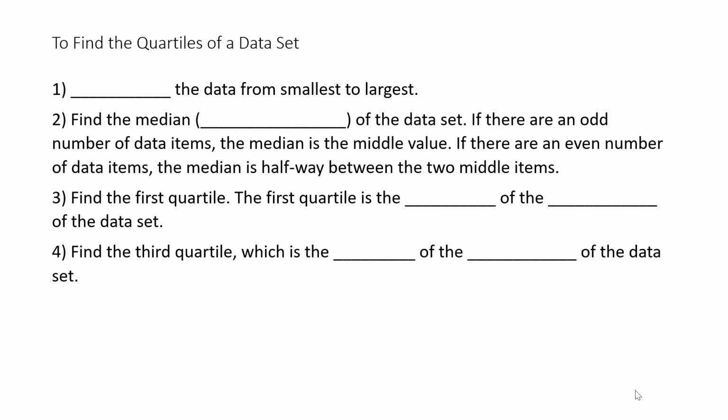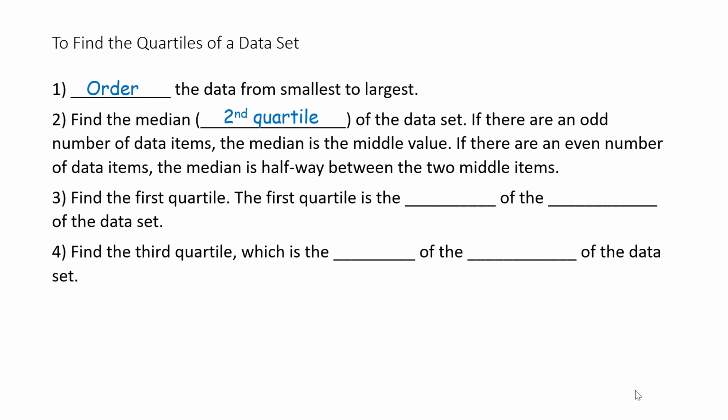To find the quartiles of a data set, first, order the data from the smallest to largest. Next, find the median or second quartile of the data set. If there are an odd number of data items, the median is the middle value. If there are an even number of data items, the median is halfway between the two middle items.